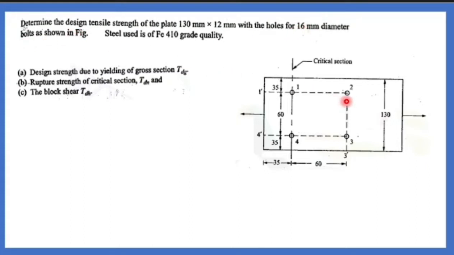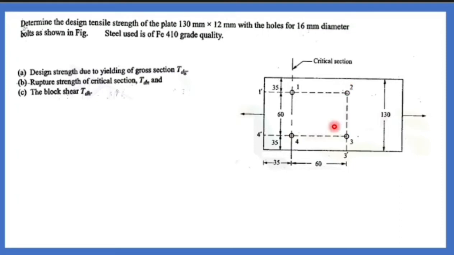As shown in figure, steel is used of Fe410 grade quality. Ultimate strength of steel. Design strength due to yielding of gross section, that is TDG. Rupture strength of critical section TDN and block shear. You have edge distance between the end of the plate to the extreme bolt. This is 35, and here also you are having 35. Pitch distance is 60, gauge distance is also 60.